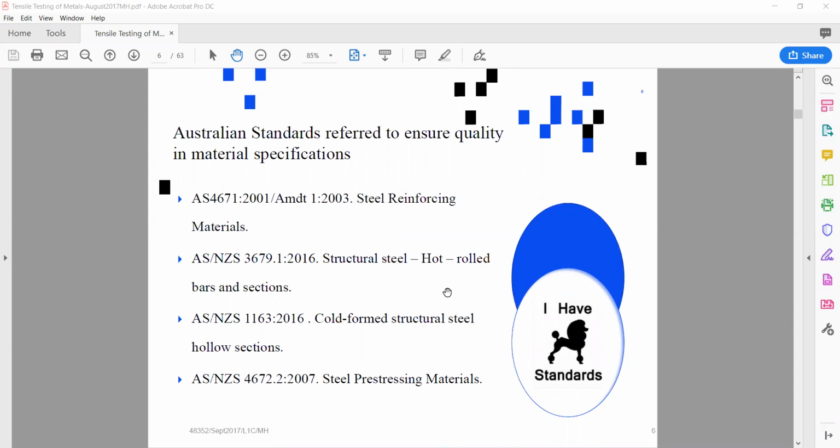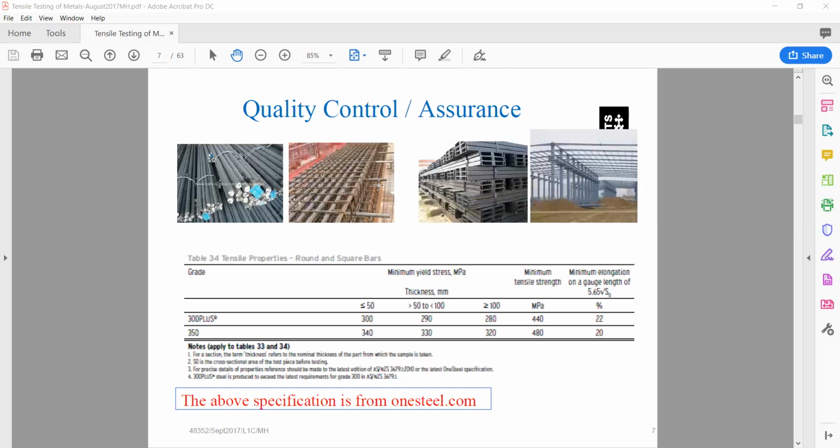Always remember, we have to refer to standards when we do tests. Standards are very important. If we don't have standards, we will not have a baseline or the same reference. So when we compare results, if we don't have the same testing method, it is very difficult to compare results. So make sure that you follow standards so that you have consistency and reliability in your test results.